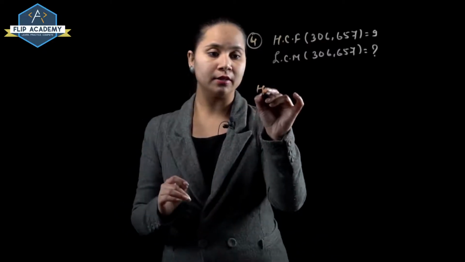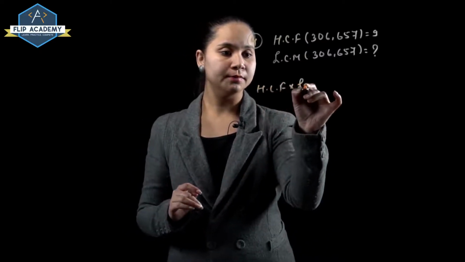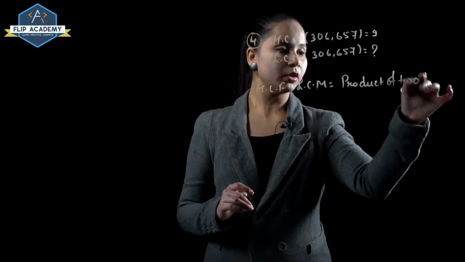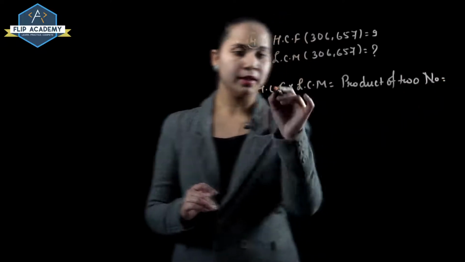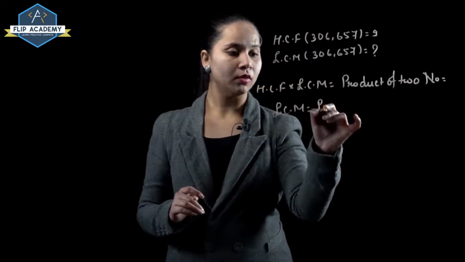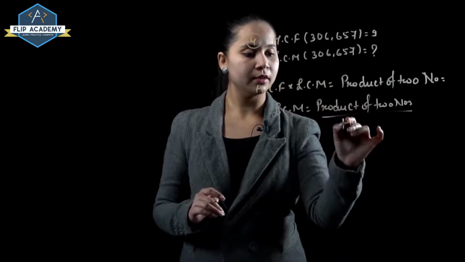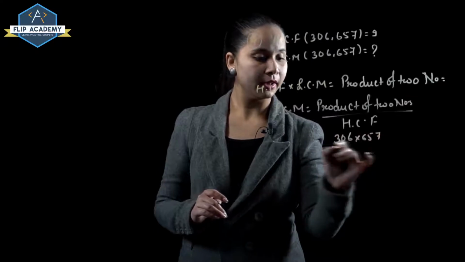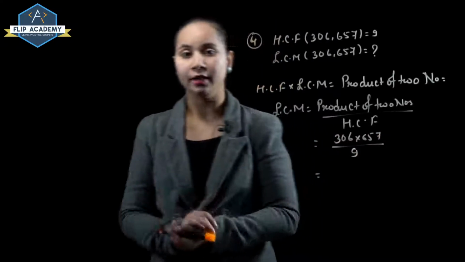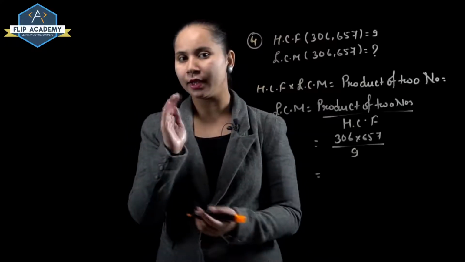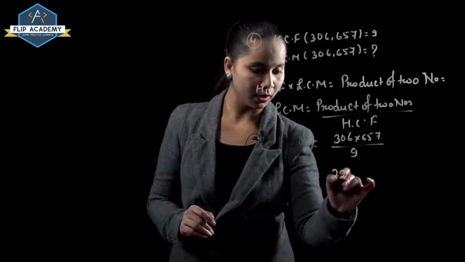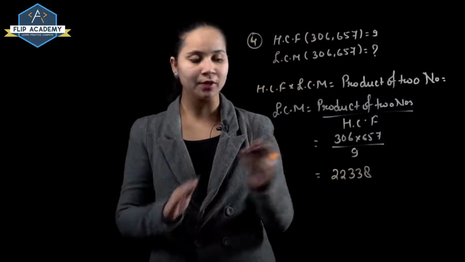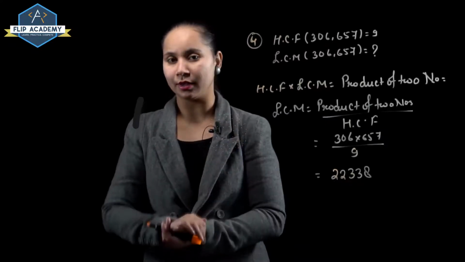So we know that HCF into LCM equals the product of two numbers. Now, if HCF into LCM is equal to the product of two numbers, how will we write it? LCM is equal to the product of two numbers upon HCF. So the numbers are 306 into 657 and the HCF of these two numbers is equal to 9. Simplify it, how much will it come? 22,338. So the LCM of these two numbers is equal to 22,338. Fourth question is complete here.